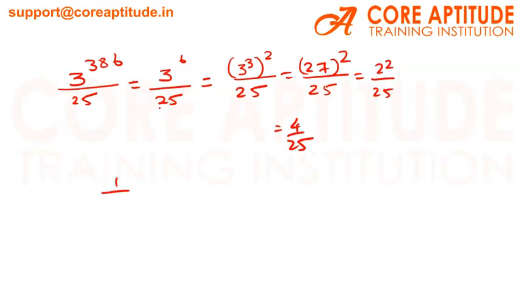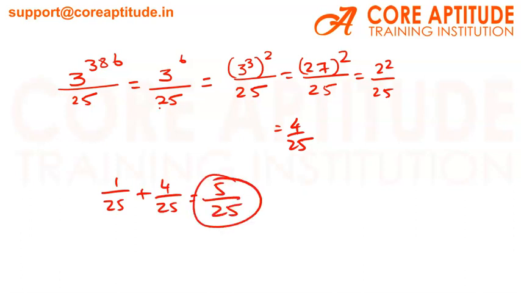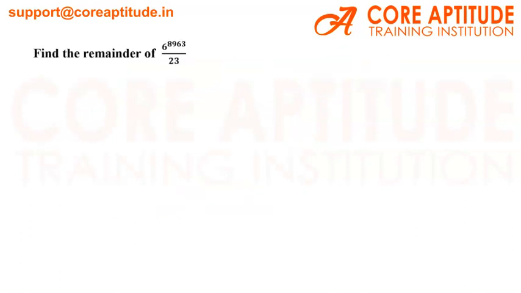First part is 1 by 25. Second part is 4 by 25. So your answer will be 5 by 25. Right? Now find the remainder of 6 to the power 8963 divided by 23.